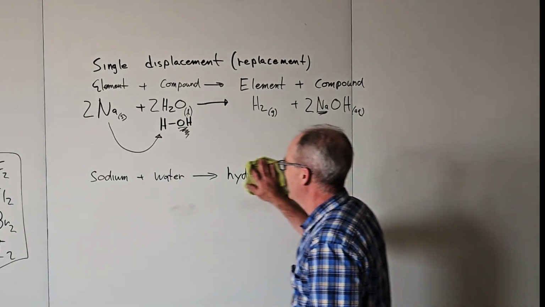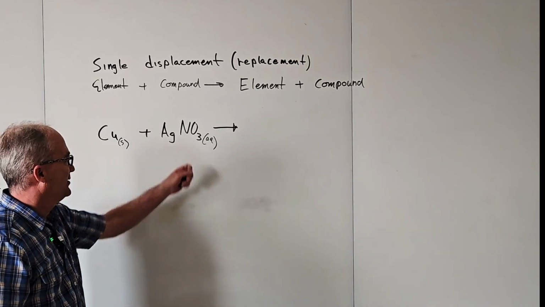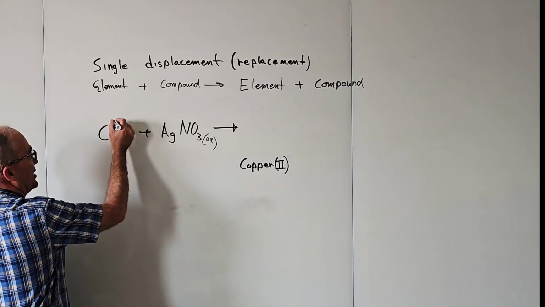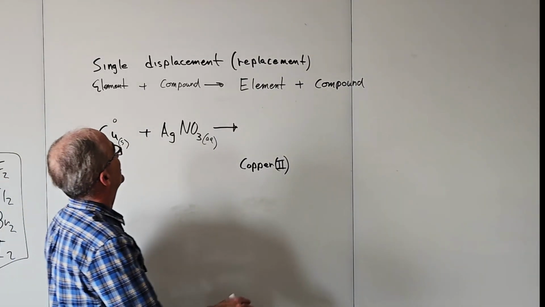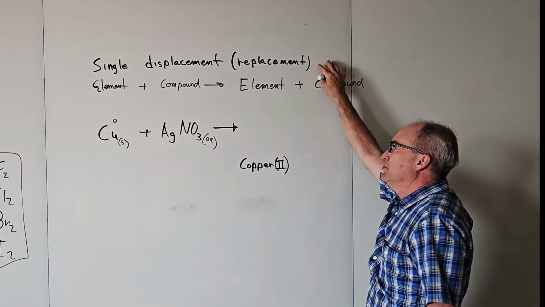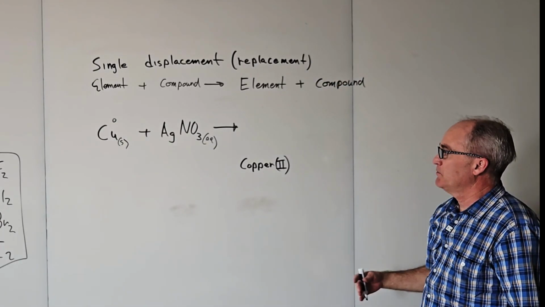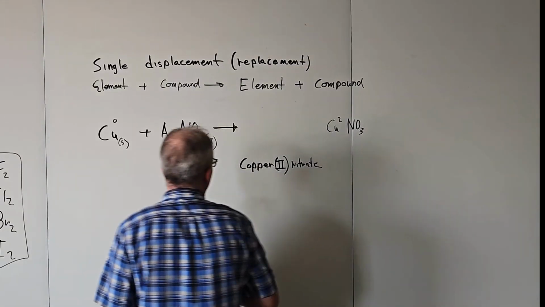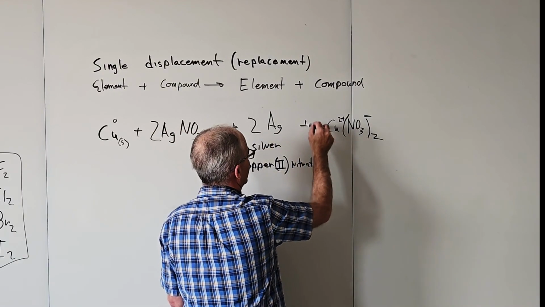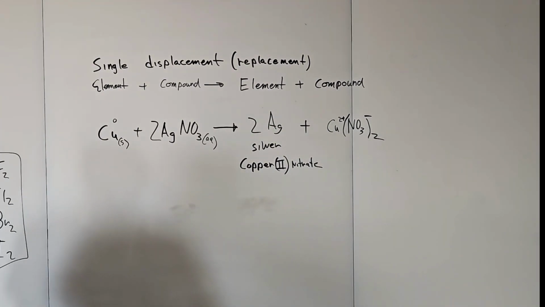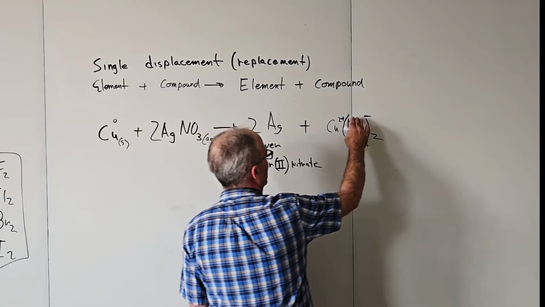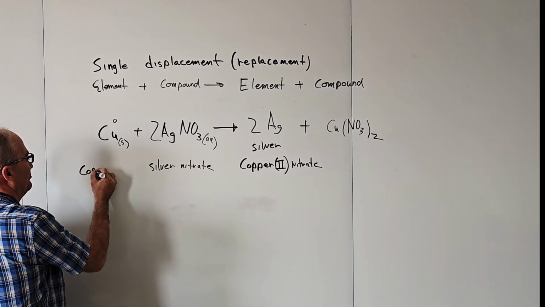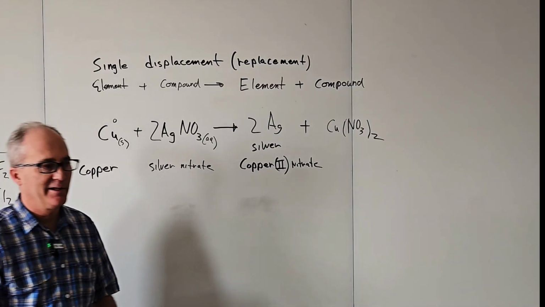Another single displacement. We got copper and silver nitrate. Now, I'm going to just give you a hint. Here it's metallic copper. Here it's copper 2. It also turns out these are oxidation reduction reactions, redox reactions. All right, well, what's the single element? 2 silvers, 2 nitrates, 1 copper, 1 copper. We'd have to name this silver nitrate. Now this is just copper, elemental copper. All right, that ought to do it.